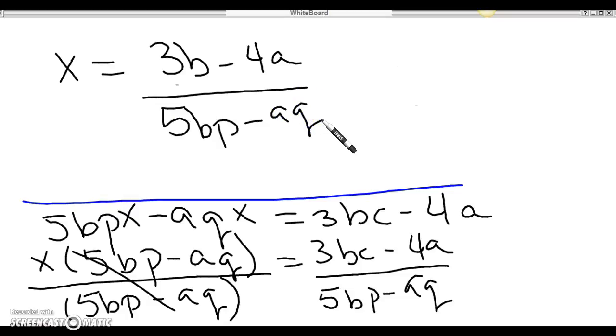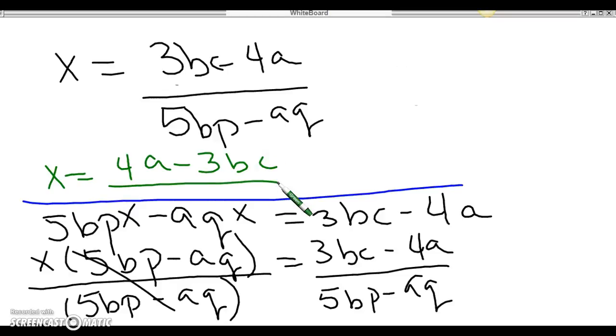Now, the back of the book, I will address this. The back of the book instead says x equals 4a minus 3bc all over aq minus 5bp. So if you notice, it's the exact same answer except my answers are flipped around. I've multiplied by a negative. So that means they might have moved their x's to the right-hand side instead of moving it to the left-hand side like me. But this is the exact same answer because if I was to multiply mine by -1, my signs would all change and I can switch everything around.